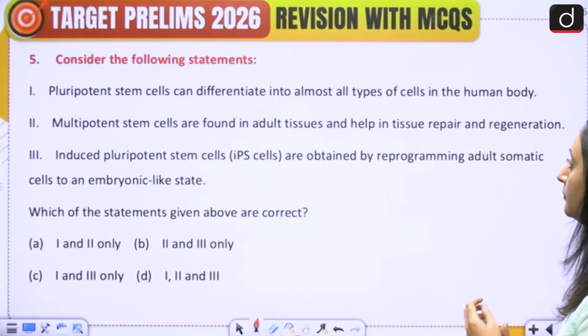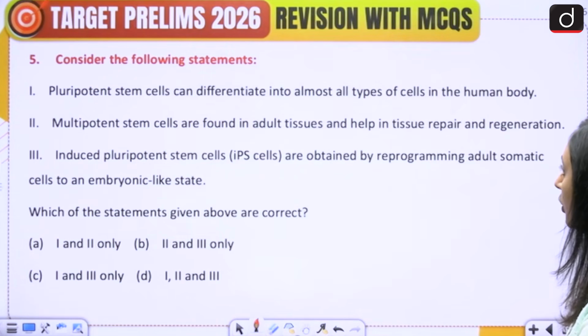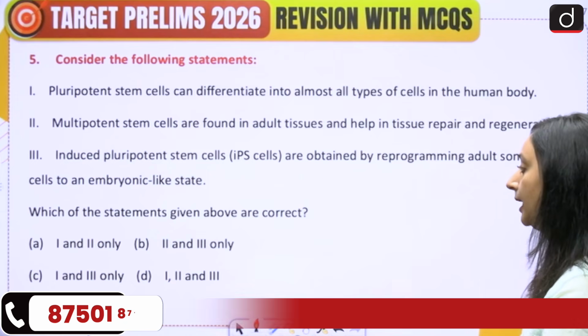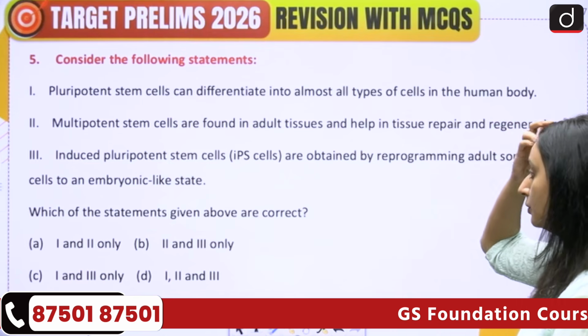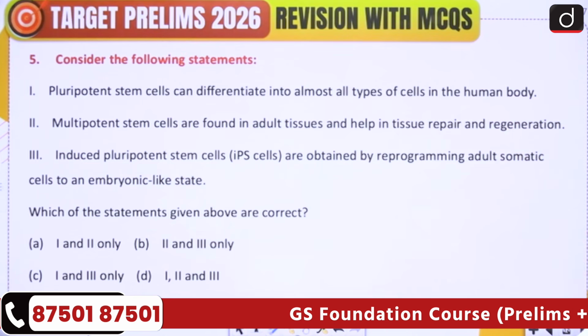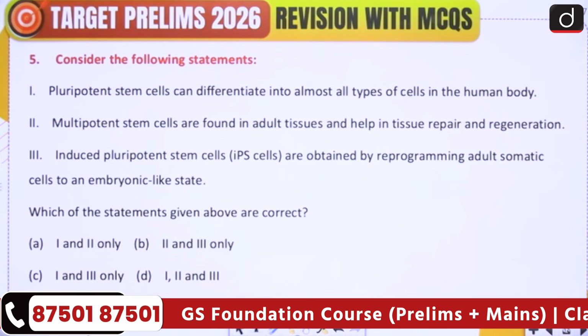Question 5. Consider the following statements. 1. Pluripotent stem cells can differentiate into almost all types of cells in the human body. 2. Multipotent stem cells are found in adult tissues and help in tissue repair and regeneration. 3. Induced pluripotent stem cells are obtained by reprogramming adult somatic cells into an embryonic-like state. Which of the statements given above are correct? A 1 and 2 only, B 2 and 3 only, C 1 and 3 only, or D 1, 2 and 3. Please attempt this question. It is about stem cells and their types.